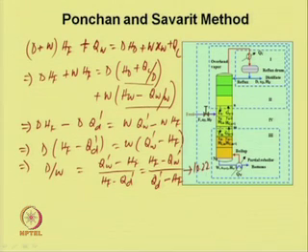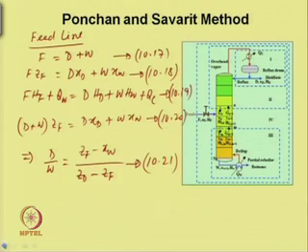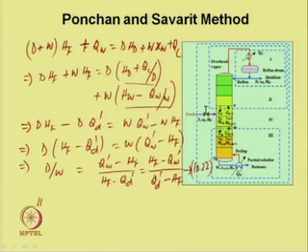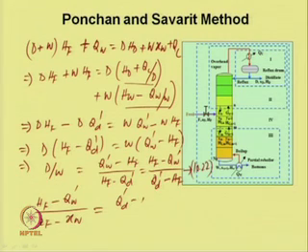From 10.21 and 10.22 we can write (H F minus Q W dash) divided by (Z F minus x W) would be equal to (Q D dash minus H F) divided by (x D minus Z F). So, this is equation 10.23.